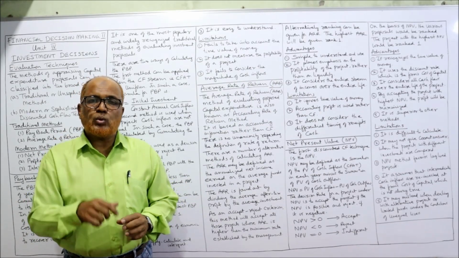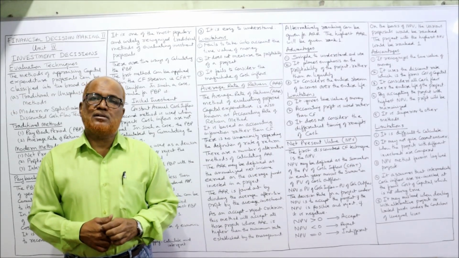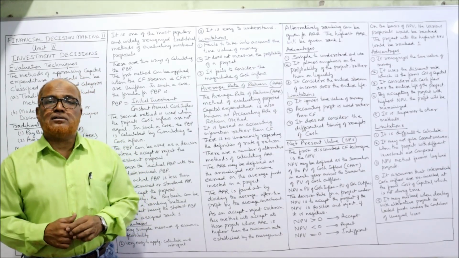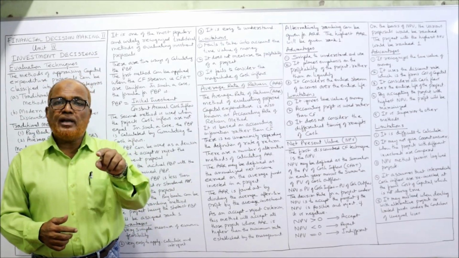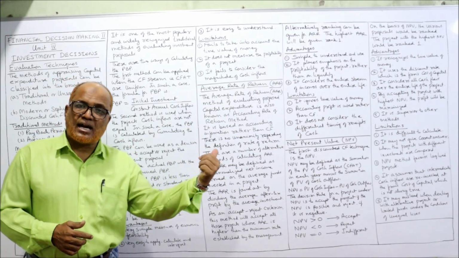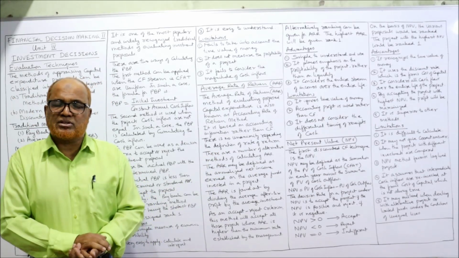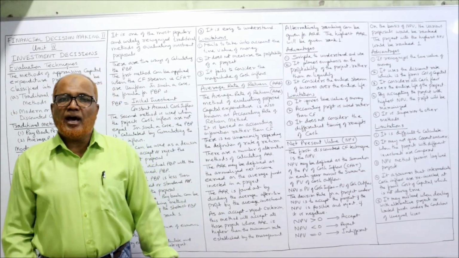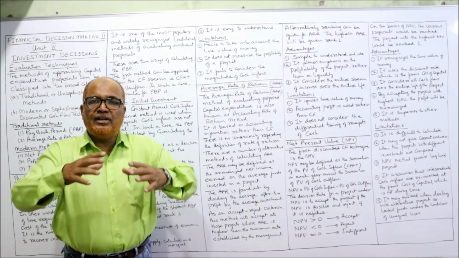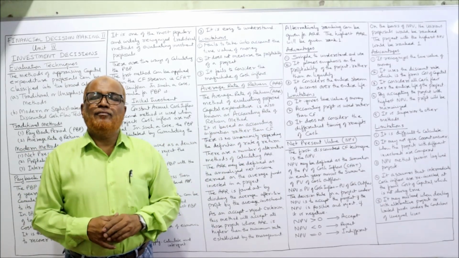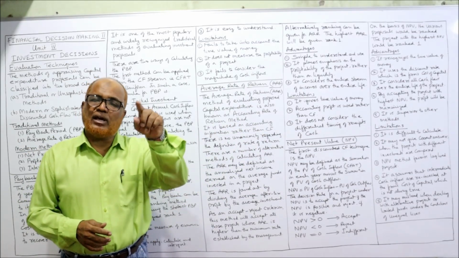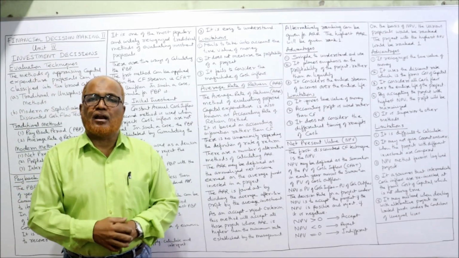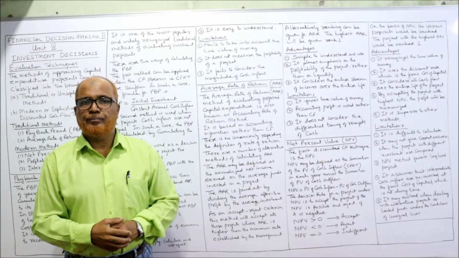Suppose the actual ARR comes to 15%, whereas the standard ARR given by the management is 20%. That means the actual ARR is less than the standard ARR, so reject the project. In this way, the decision is taken to accept or reject based on ARR. And sometimes, alternatively, if different projects are there, we calculate ARR for every project. Whichever project has the highest ARR will be given rank 1.